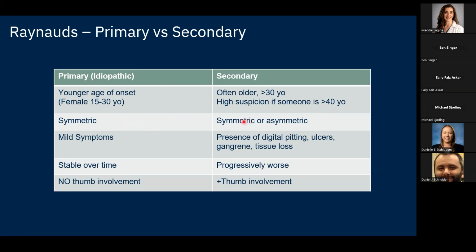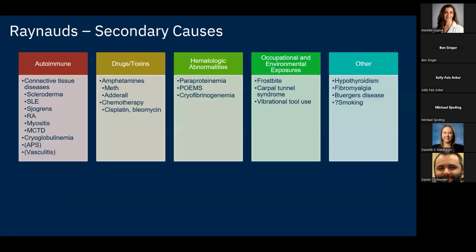Primary tends to be symmetric, secondary can be symmetric or asymmetric, so one hand or both hands. Primary symptoms tend to be mild and relatively stable over time, so not getting worse. Whereas secondary Raynaud's, especially in scleroderma, you can see pitting or tissue loss, and their symptoms tend to get worse over time. And then interestingly, in primary disease, I will ask patients if their thumbs are involved. If there's no thumb involvement, that's more likely to be primary. If there is thumb involvement, then there's typically something triggering it.